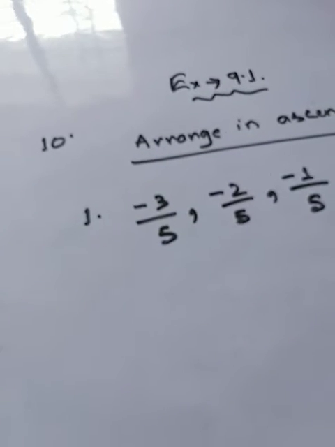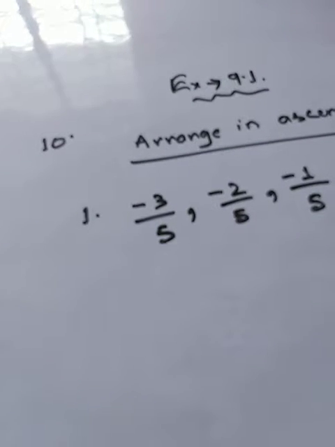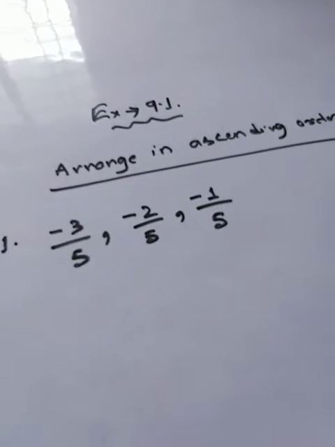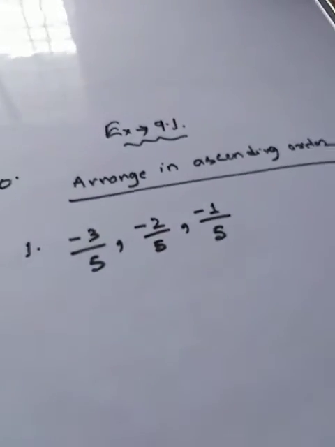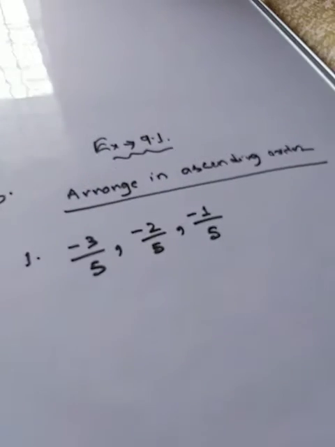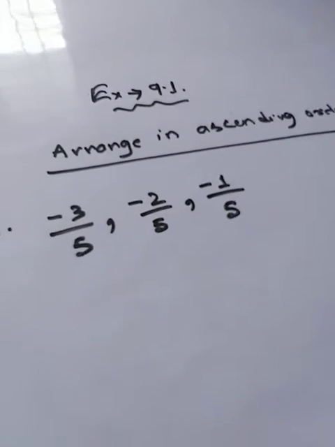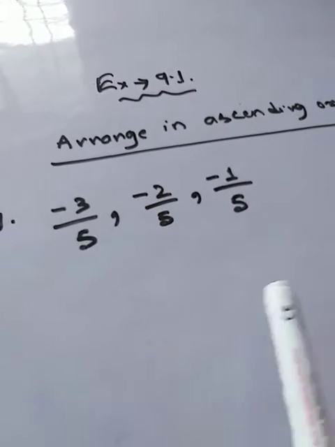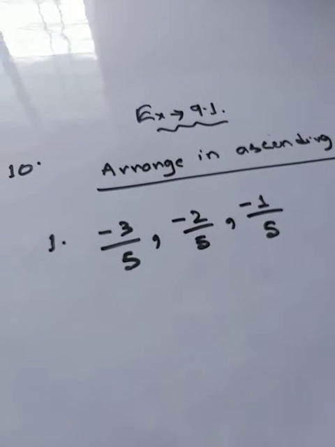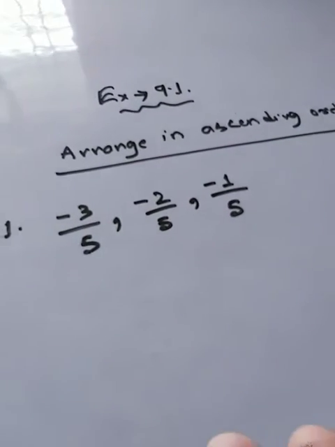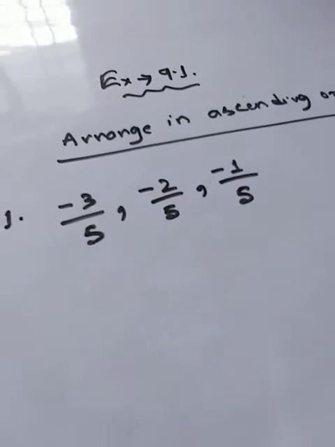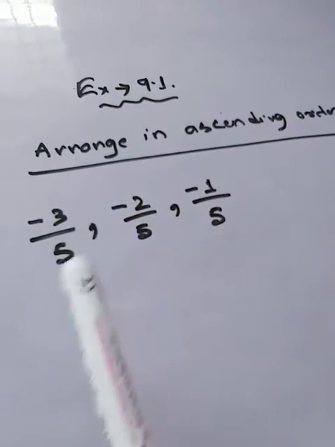Everyone, in this session I will explain question number 10, that is arrange in ascending order. Now it is very similar to the question that we did previously, when we were comparing the rational numbers. This is a sort of comparison only, but a comparison in a sequence, in a proper pattern.